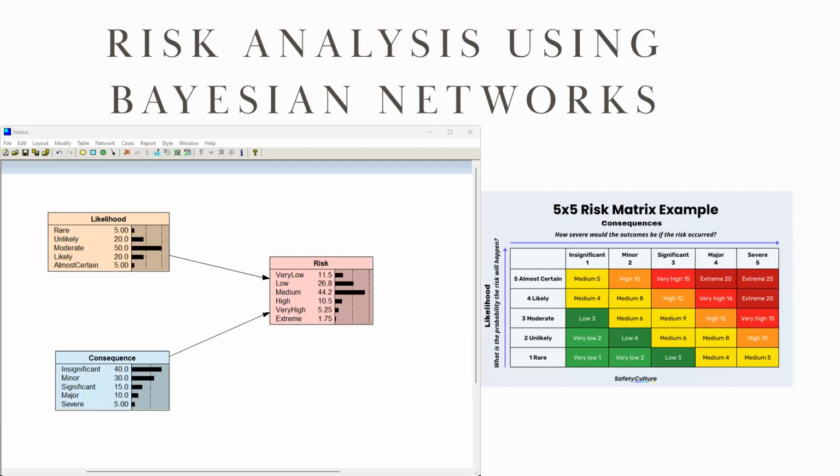Let's say you don't want any extreme risks. These probability bars also act as sliders. I can click on the bar representing extreme risk and slide it to the left to reduce it to 0. The rest of the model adjusts to show what ranges of likelihood and consequence lead to that risk profile. Now let's reduce the very high risk bar to 0 as well.